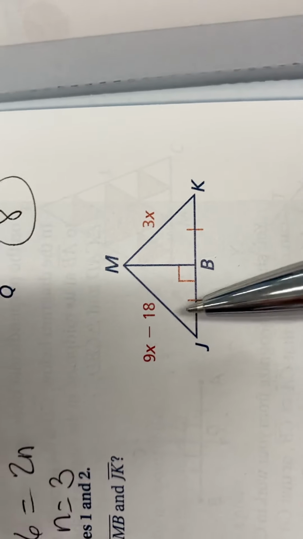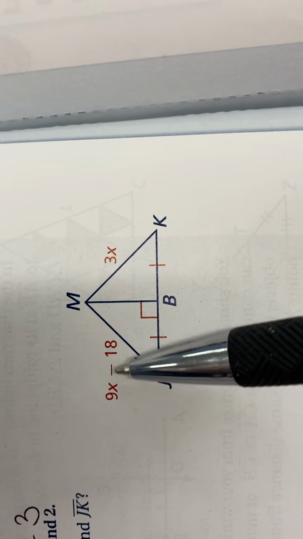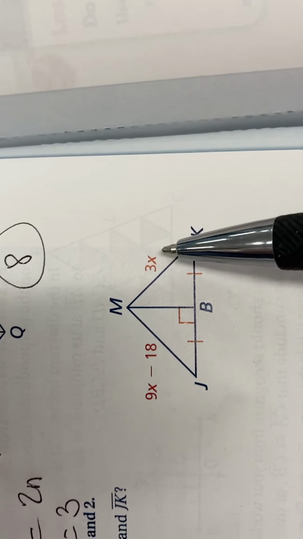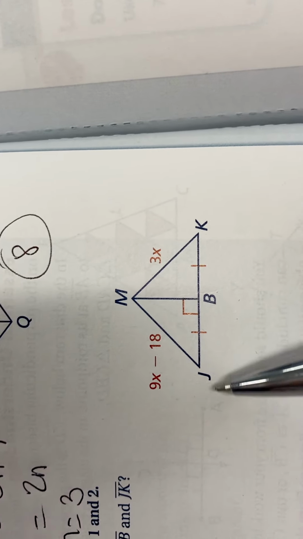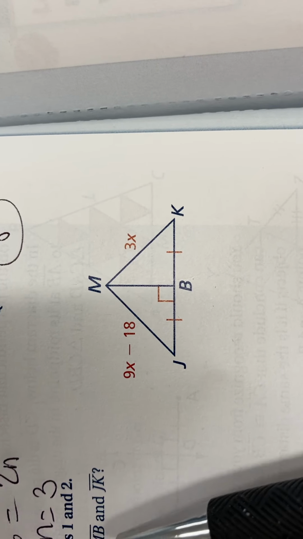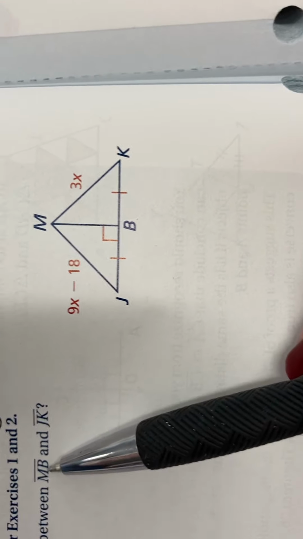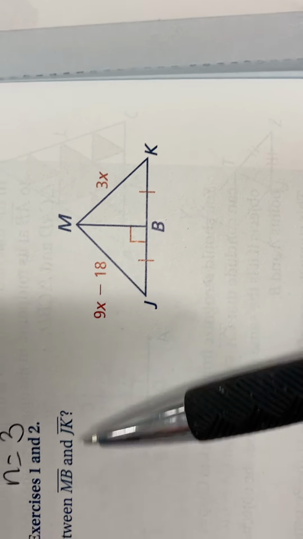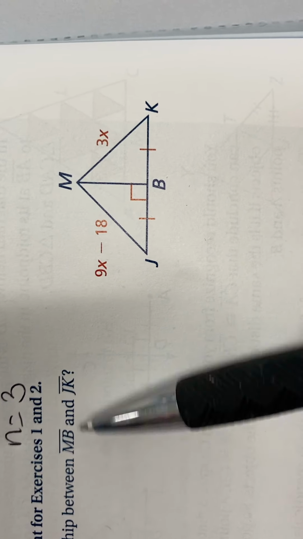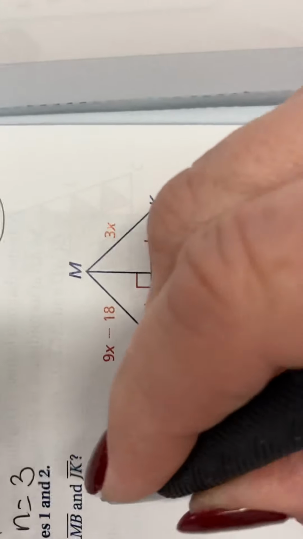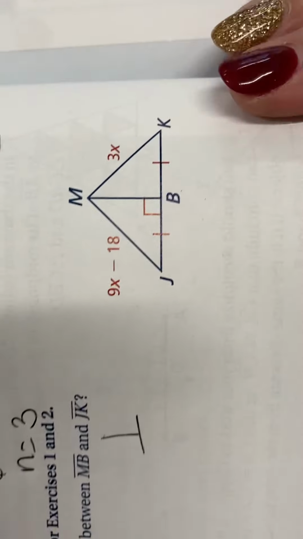And you'll just set up a problem and say 9x minus 18 is equal to 3x. And then once you get your x, you can find your distance from J to M, which is the second part of the problem. The first part says, what is the relationship of MB to JK? Well, MB to JK, they're perpendicular. That's the relationship. So you would say they are perpendicular.